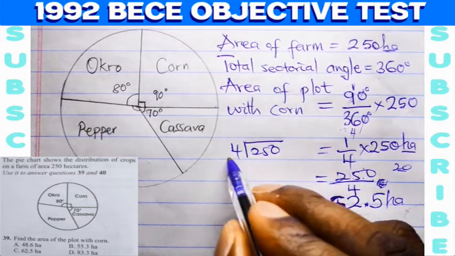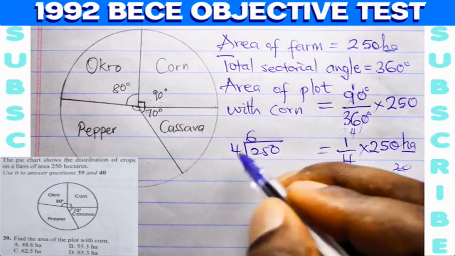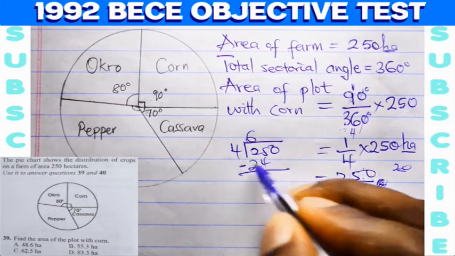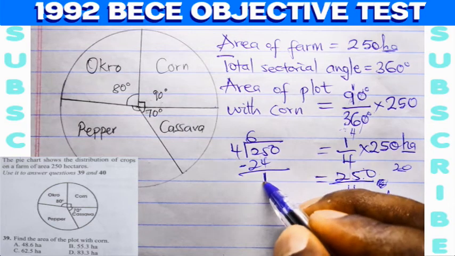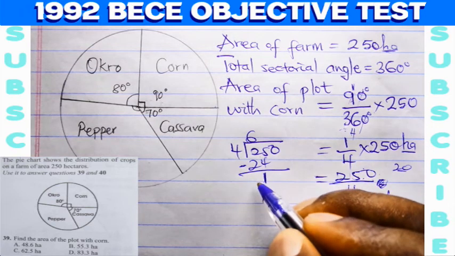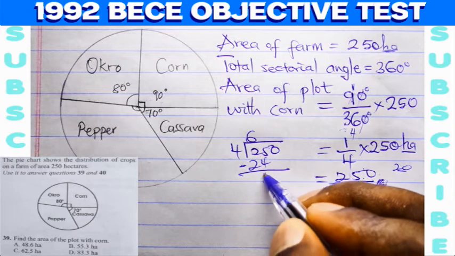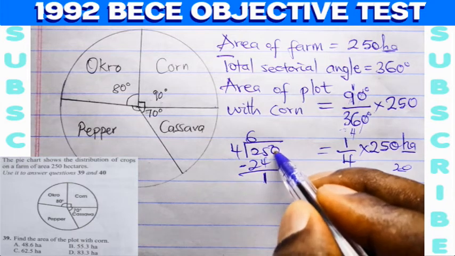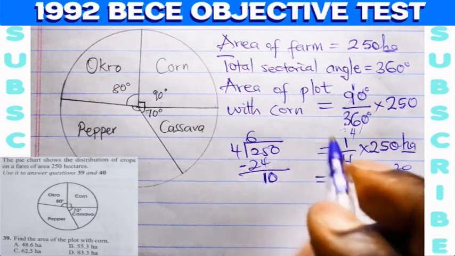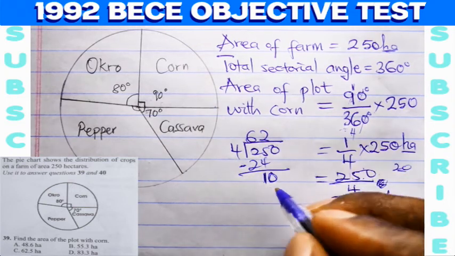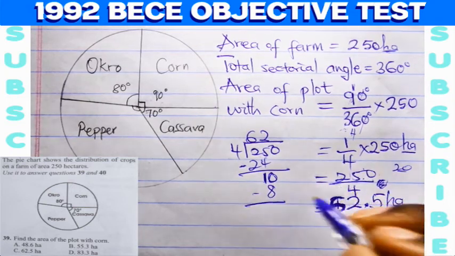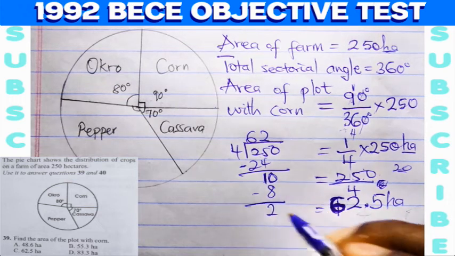4 divides 25, you have 6. 6, 4, 24. Find the difference between 25 and 24. It is 1. 5 minus 4 is 1. 2 minus 2 is 0. But we can't write a 0 here. We only leave the 1 here. Then bring the remainder of this 0 down here. Then 4 divides 10, you have 2. 2, 4, you have 8. Find the difference.